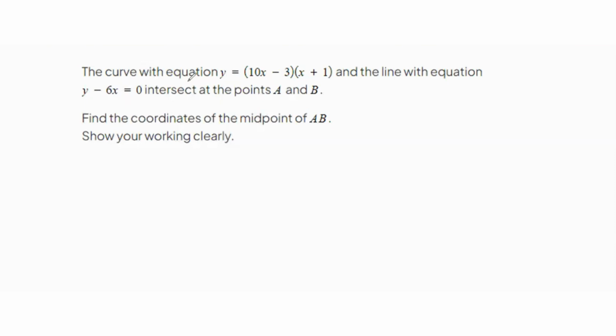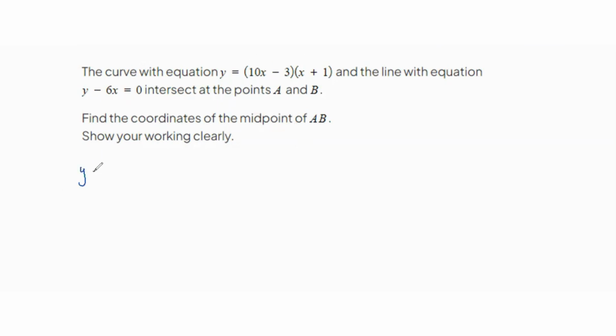The question says the curve with equation y equals 10x minus 3 times x plus 1 and the line with equation y minus 6x equals 0 intersect at the points A and B. Find the coordinates of the midpoint of AB. Show your working clearly. So first let's expand the brackets over here.